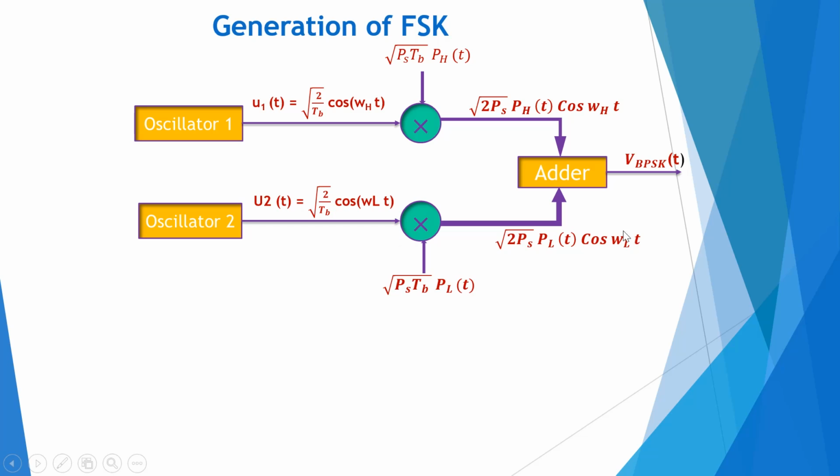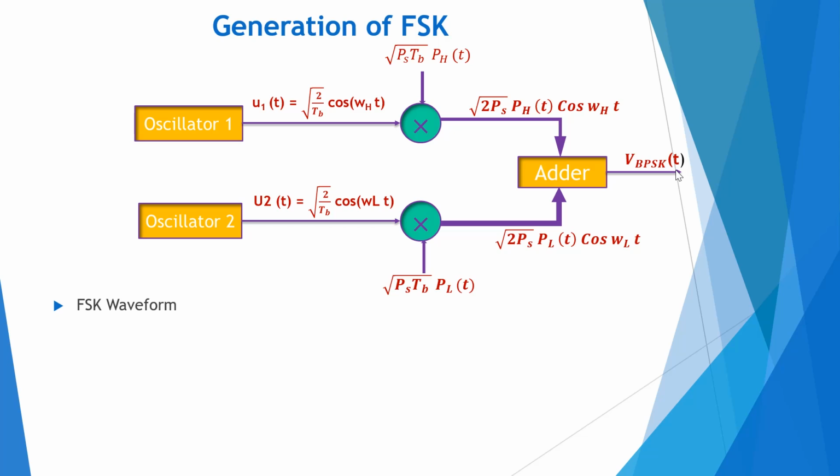So which signal are we transmitting? That depends on this bit. If the bit is 1, then omega H will be transmitted, or this component will be transmitted. And if your bit is 0, that is binary 0, then this signal will be transmitted over here. And in this way we are getting our signal VBPSK.